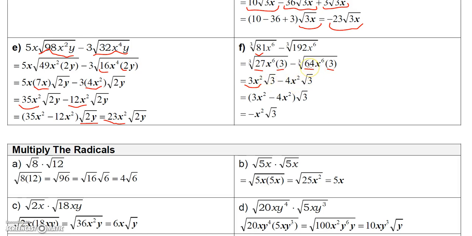And then here the cube root of 64 is 4, and the cube root of x to the 6th is x squared, and that leaves me with the cube root of 3 on the inside there. So now I can factor the cube root of 3 out, and then just figure out what is 3x squared minus 4x squared, and that's just minus 1x squared. So the answer would just be minus x squared times the cube root of 3.